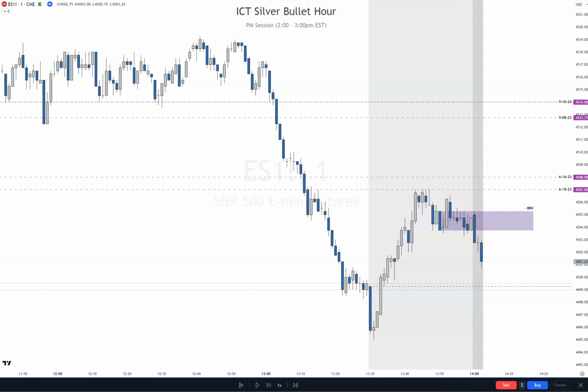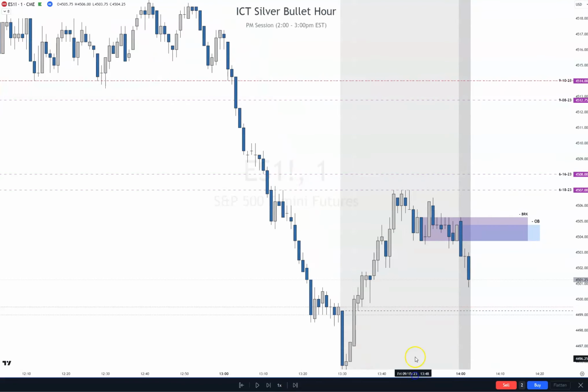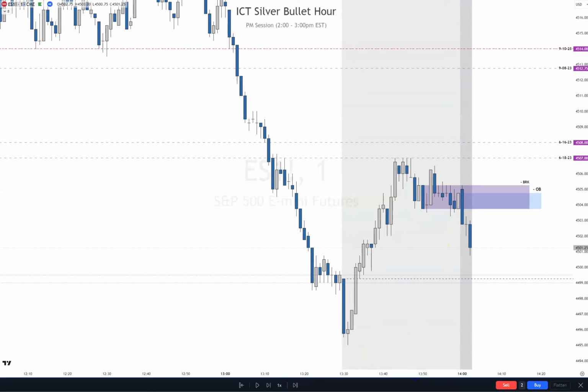Okay. I also see this right here as the last up close candle as an order block. Why is it an order block? It's the last up close candle before displacement down. Why is it displacement? Well, there's a fair value gap right here. Let me zoom in a little bit so you can see it better. Right here is the fair value gap.